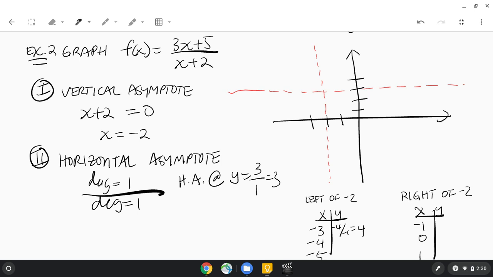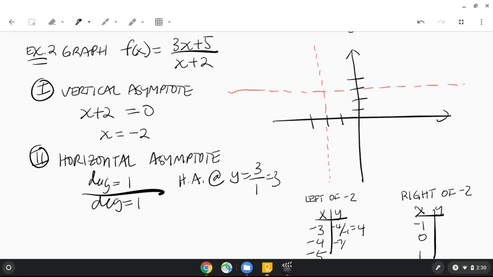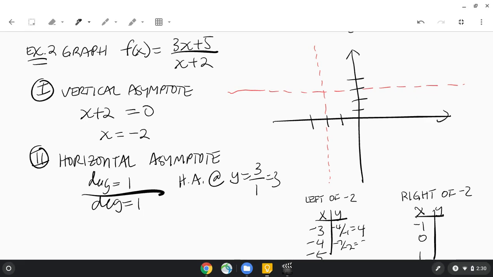-12 plus 5 is -7. And -4 plus 2 is -2. So that's positive 3.5.